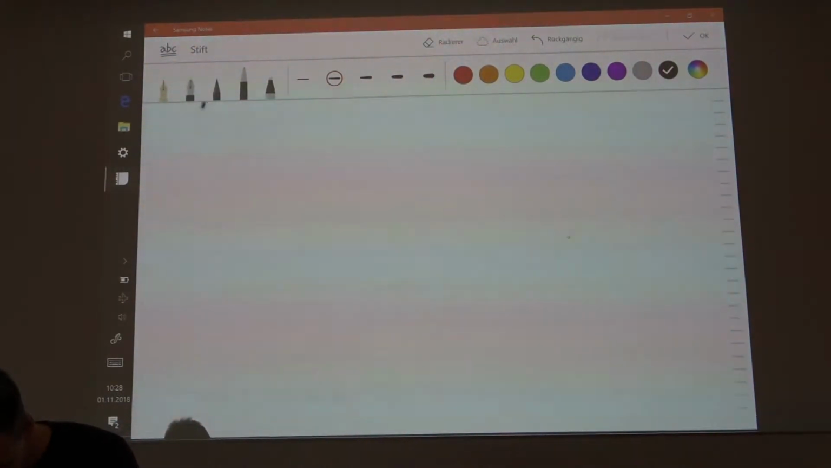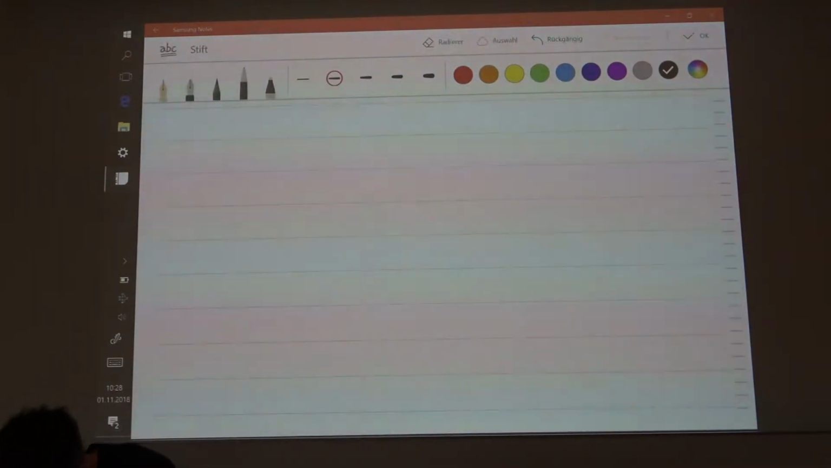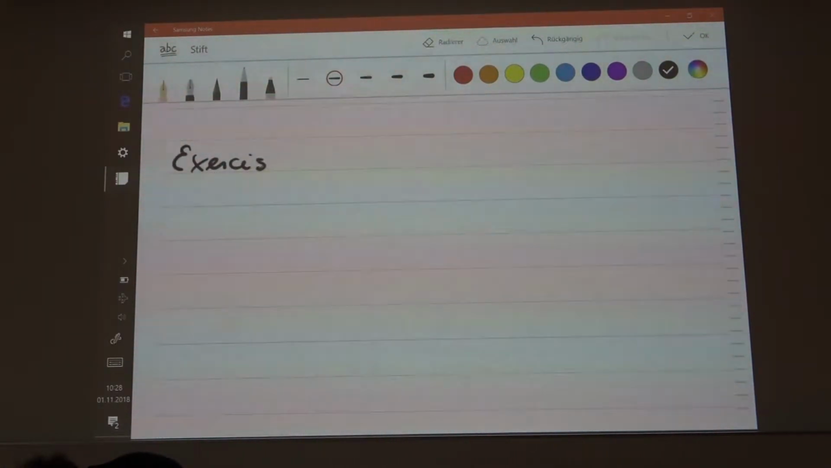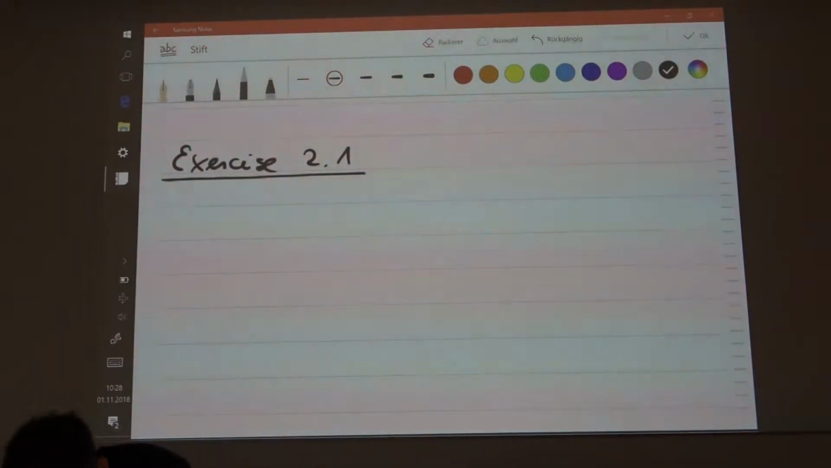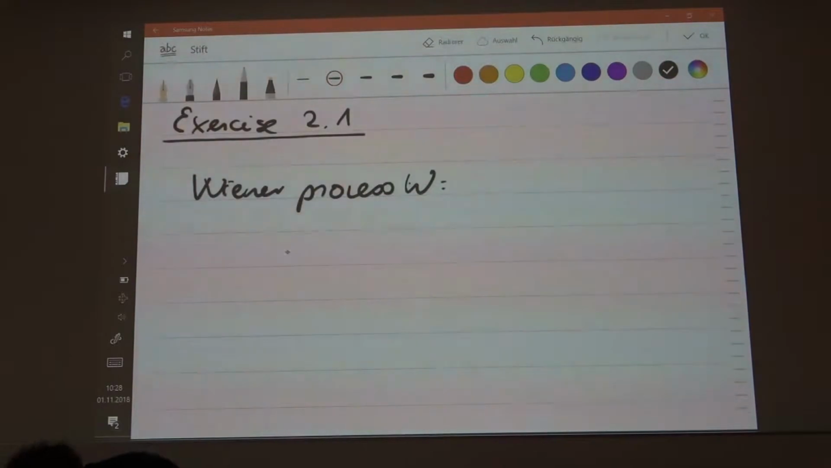Now, first off, let's start with exercise 2.1. In exercise 2.1, we have a definition of a Wiener process. Let's say Wiener process, and I call this W. So what is a Wiener process? A Wiener process is a stochastic process that satisfies the following properties.